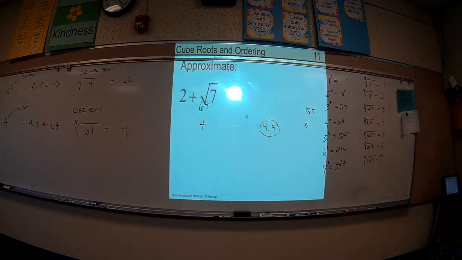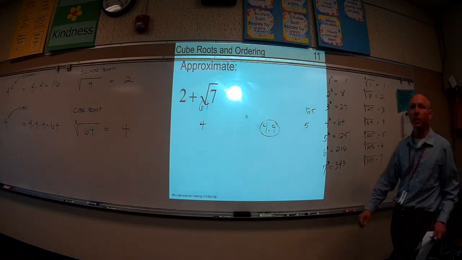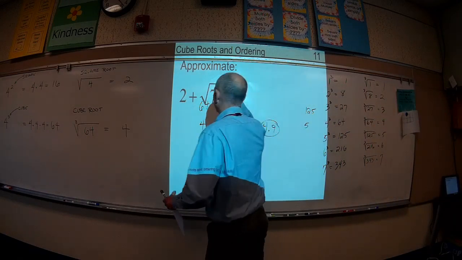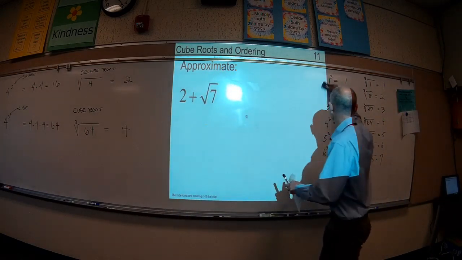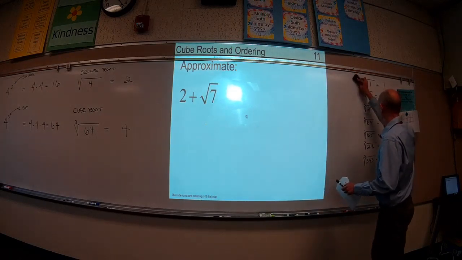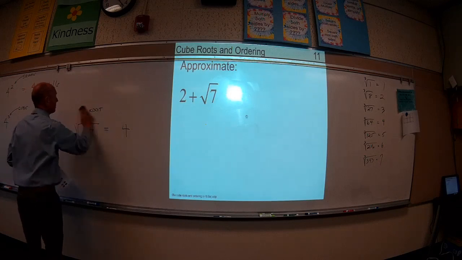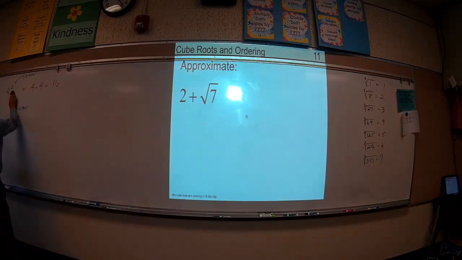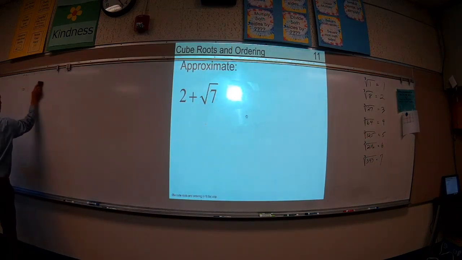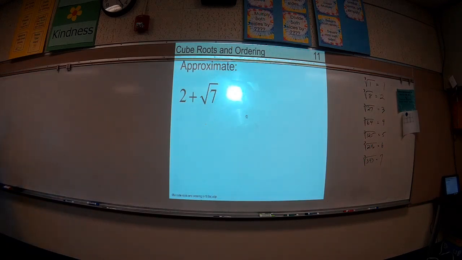All right, did we do this one? We did this one. Now, we're going to do some different types of approximations. I'll keep that neighborhood up there for later. Two plus the square root of 7. I don't even want to go into a neighborhood.